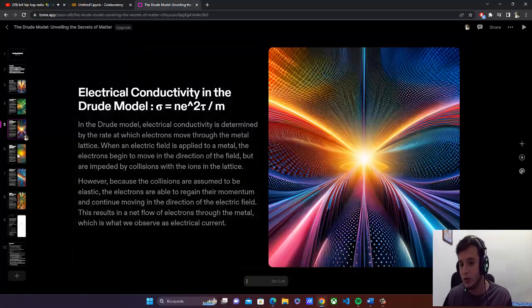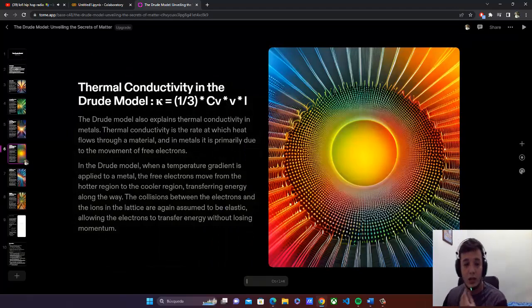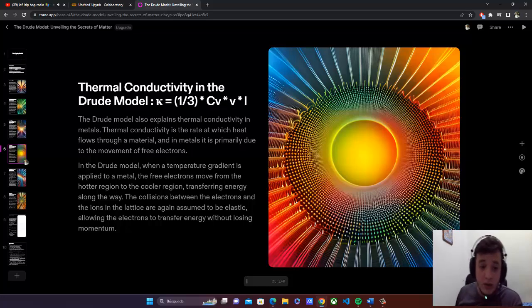And now we'll talk about thermal conductivity in the Drude model. In the Drude model, the thermal conductivity of a material can be understood as the measure of how easily electrons can transfer thermal energy through the material. In the Drude model, thermal conductivity is related to the velocity of electrons and their average relaxation time.